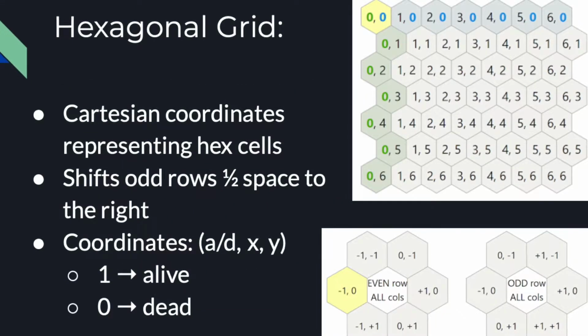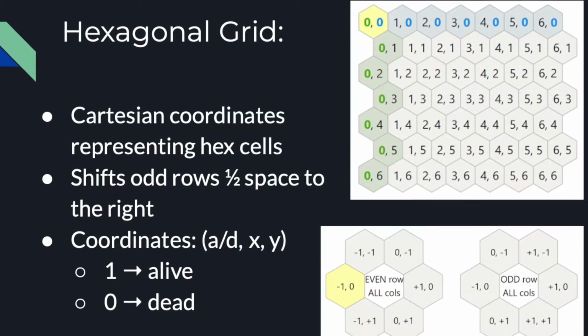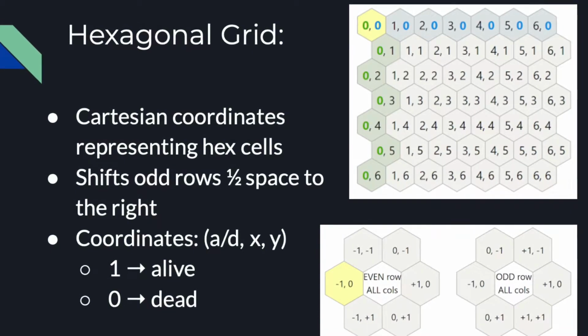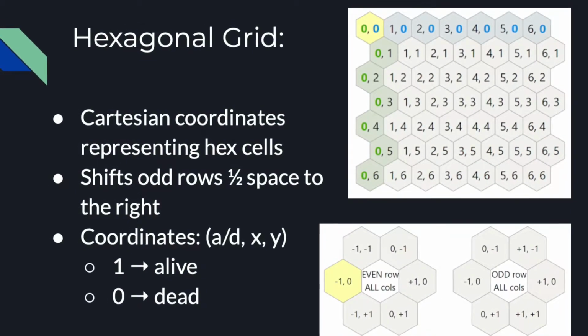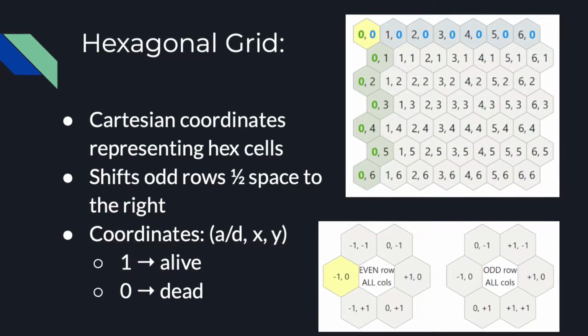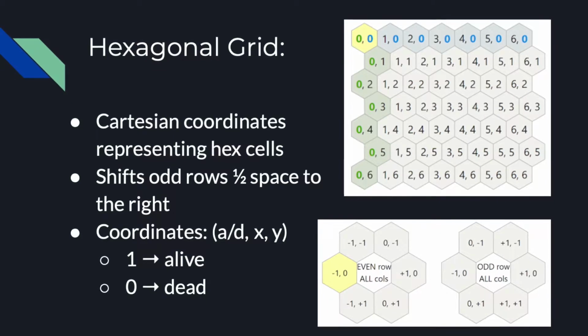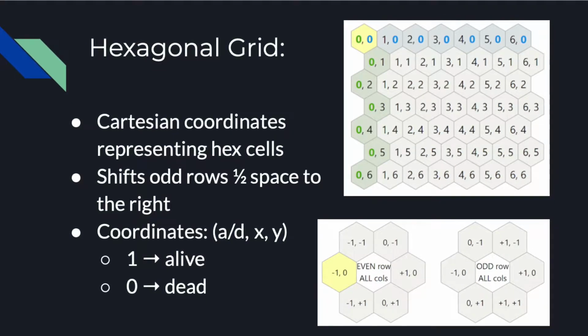Our grid is made up of Cartesian coordinates to represent the hexagonal cells. This means that each odd row is shifted half a space to the right, and each cell has 3 coordinates, the first one being a Boolean to tell whether it's alive or dead, and the second 2 to represent its location in the grid.